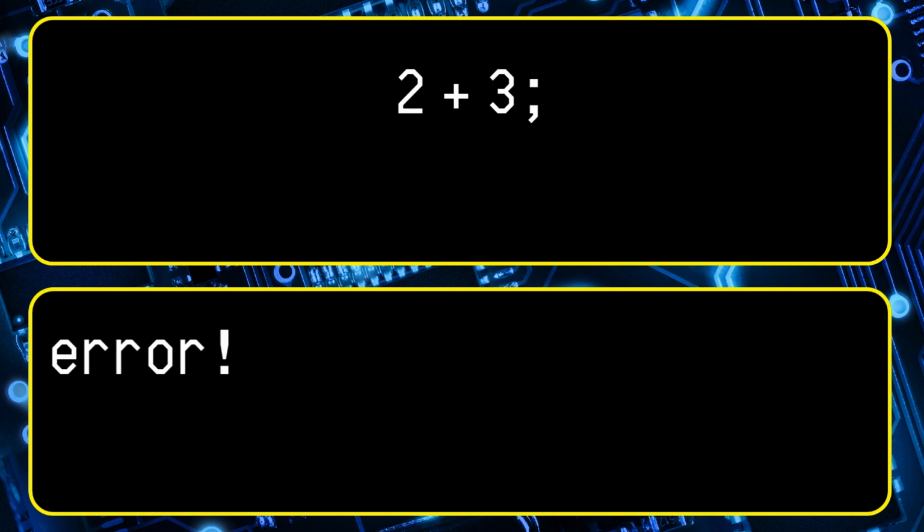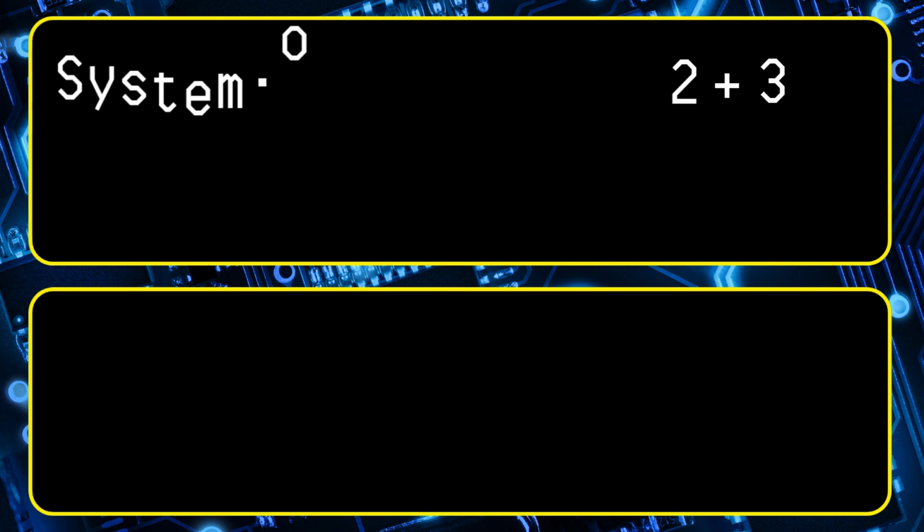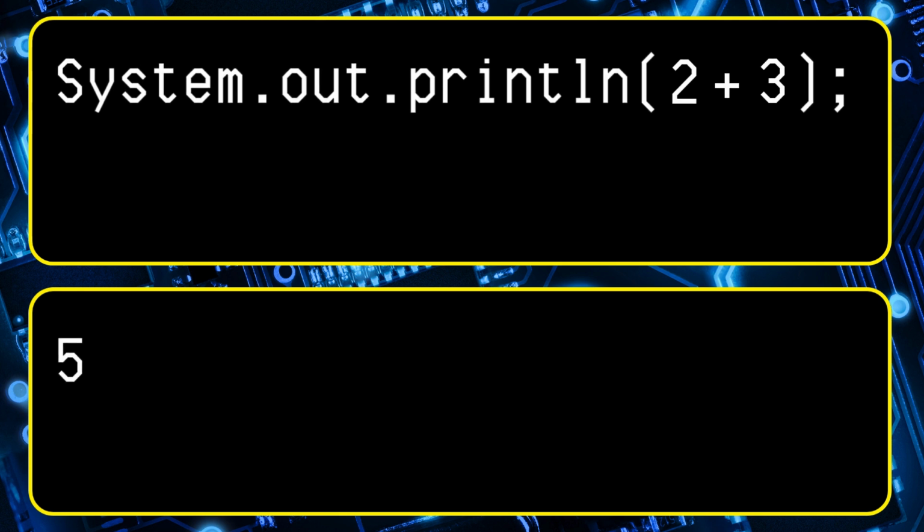We really need to put this expression or operation into some kind of a statement. I could put it in a print line statement and the code would work like we expect. It would print out the number 5. Even though the code works fine, I don't really like putting arithmetic inside a print line statement.